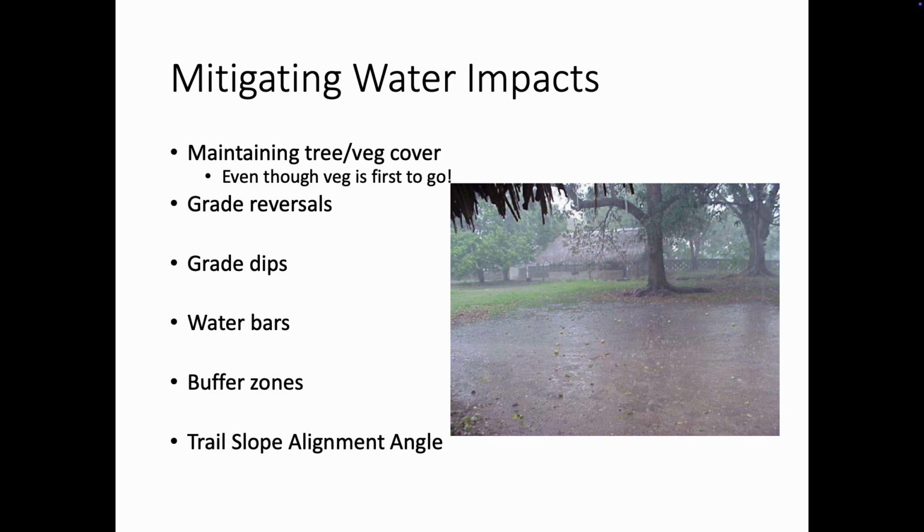But grade reversals and grade dips look kind of like this. So let's say we're looking side on to a hill slope. And the hill is, so a ridge line is up here. And the bottom of the slope is out of the board, sloping out toward you.